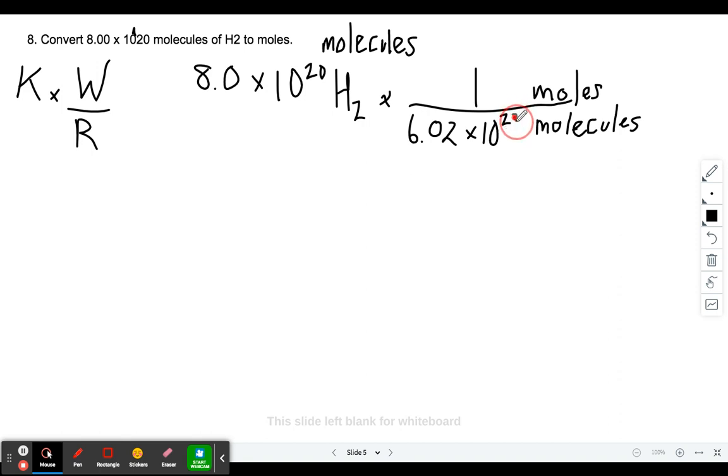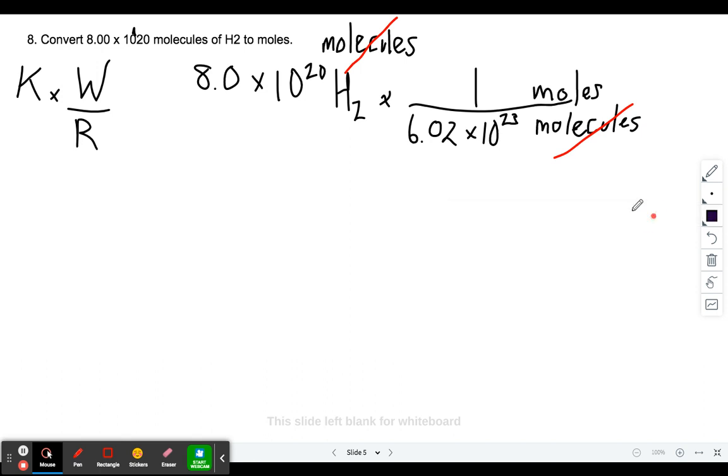Okay? So our setup's complete. We have 8.0 times 10 to the 20th molecules of hydrogen, and we want to know how many moles that is. So always I want to cancel out my units first. So I'm going to get rid of these molecules because they're going to go bye-bye. And the top has a 1, so I don't need to multiply by 1 because multiplying by 1 keeps the number the same. What I need to do is divide my top by my bottom. So 8 divided by 6.02, and I want to keep in mind sig figs.